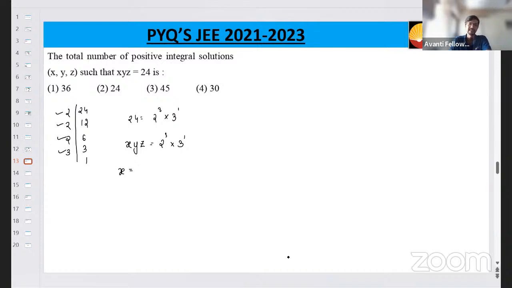Correct? So we can write let x be 2 raised to the power alpha 1 into 3 raised to the power beta 1. Similarly, y be 2 raised to the power alpha 2, 3 raised to the power beta 2. And z be 2 raised to the power alpha 3, 3 raised to the power beta 3. So if we substitute all these here, what do we get?